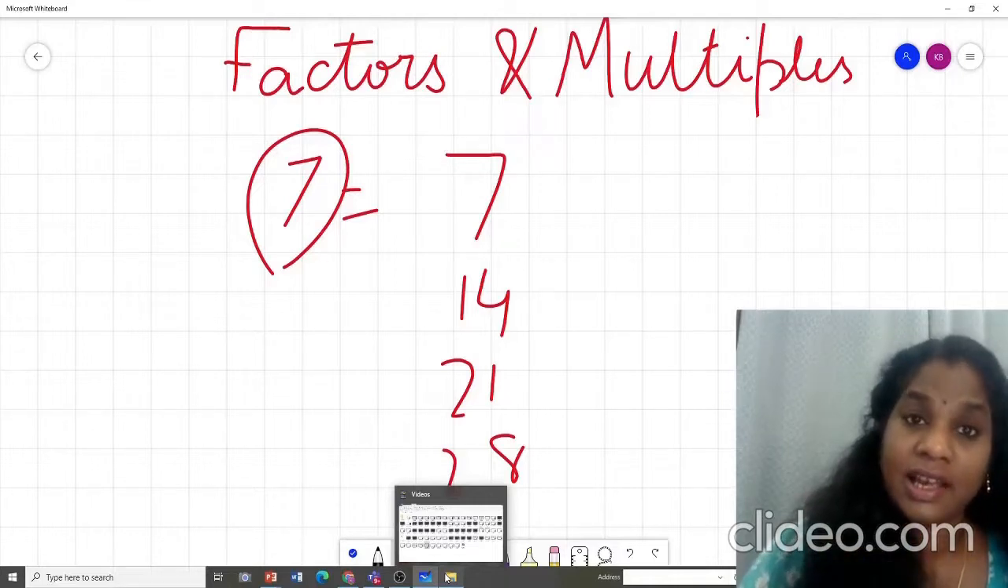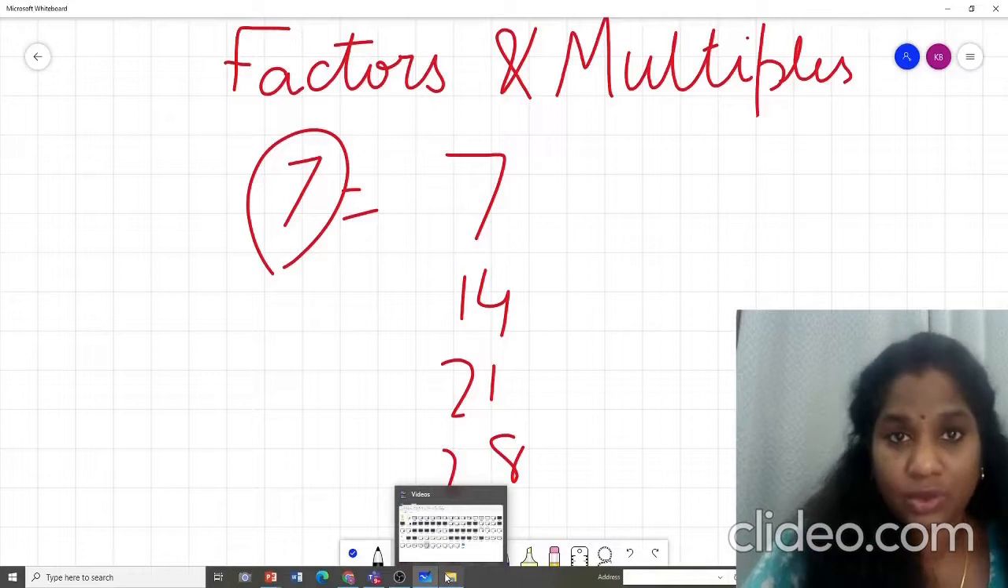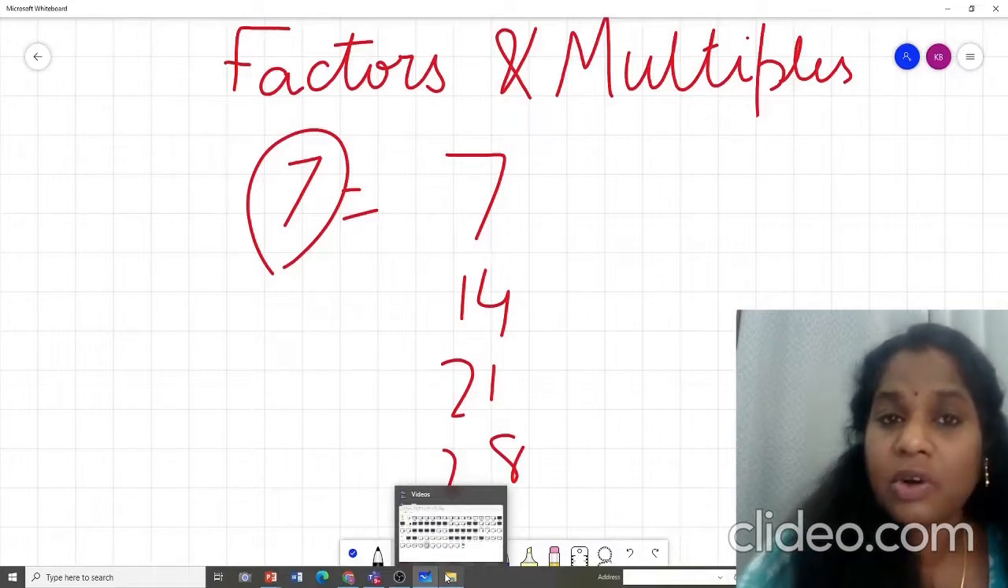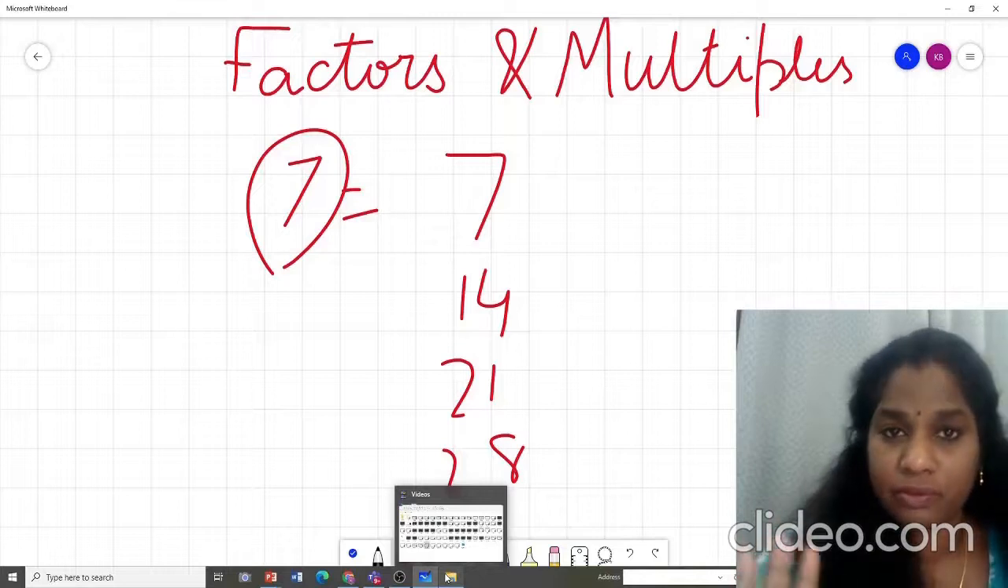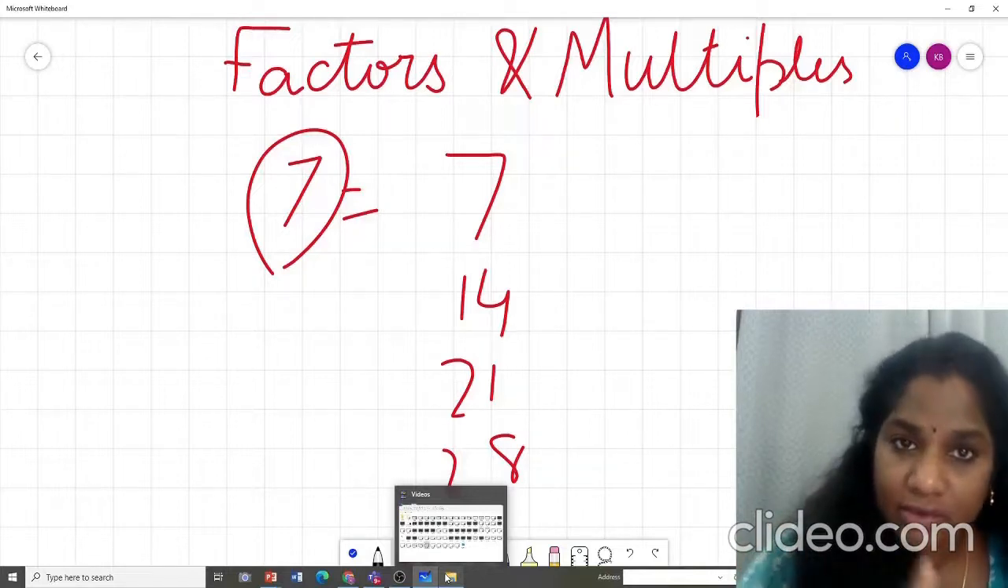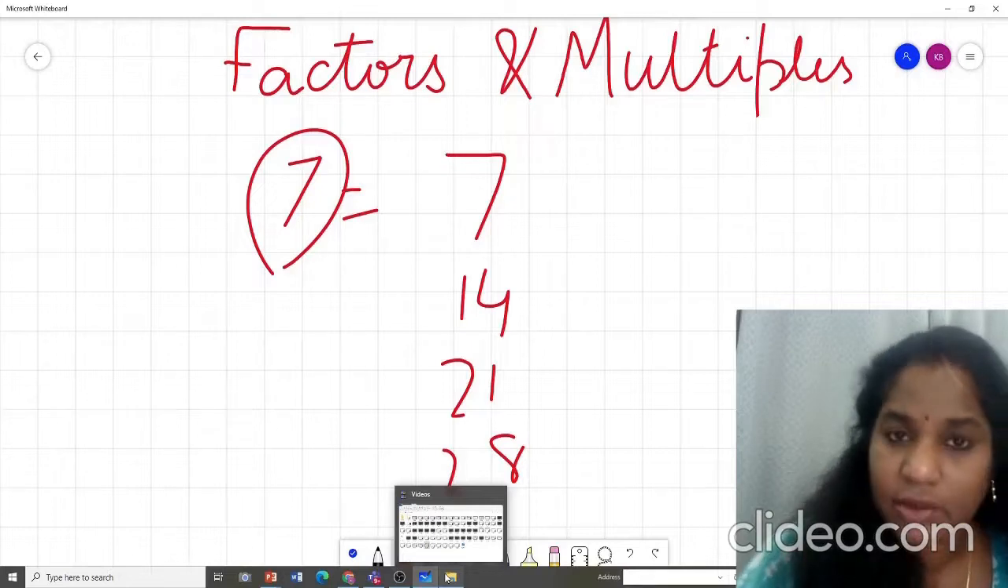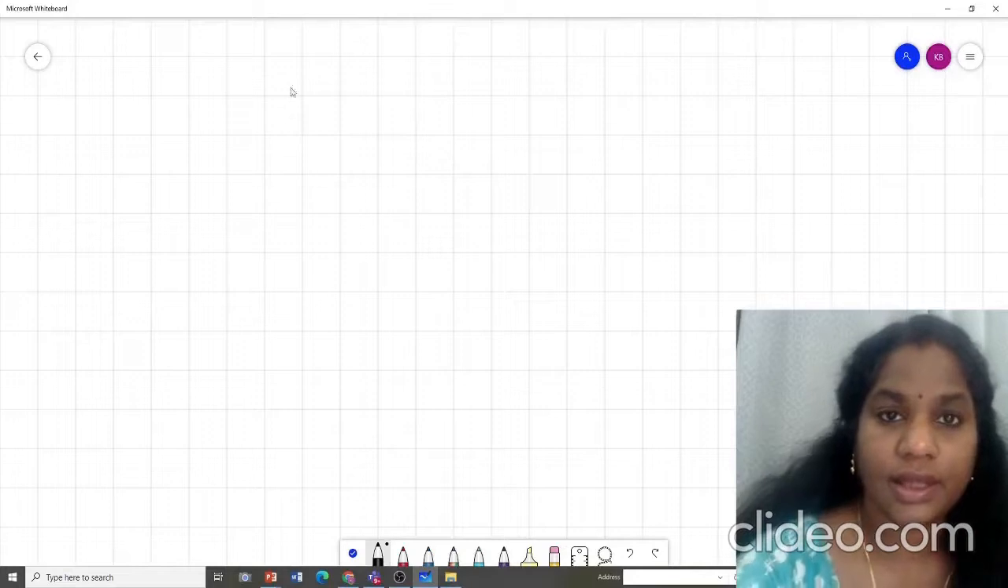Factor is less than or equal to. And another thing about multiple is there are infinite number of multiples. There is no limit. It will go on and on and on. Okay? Now these things are clear about factors and multiples. Let us see what is a perfect number.